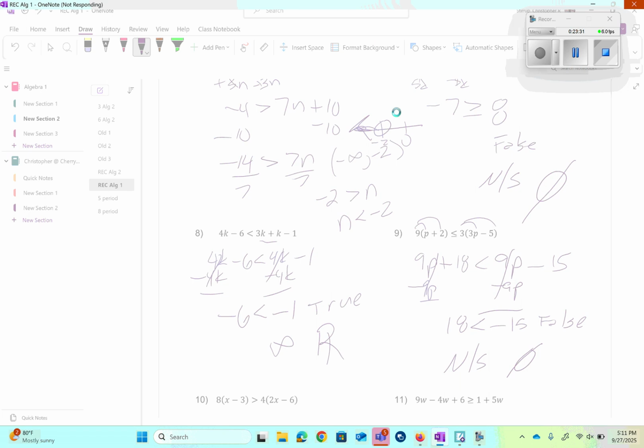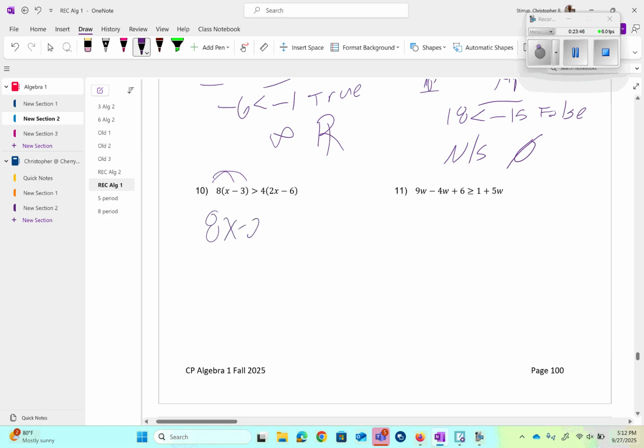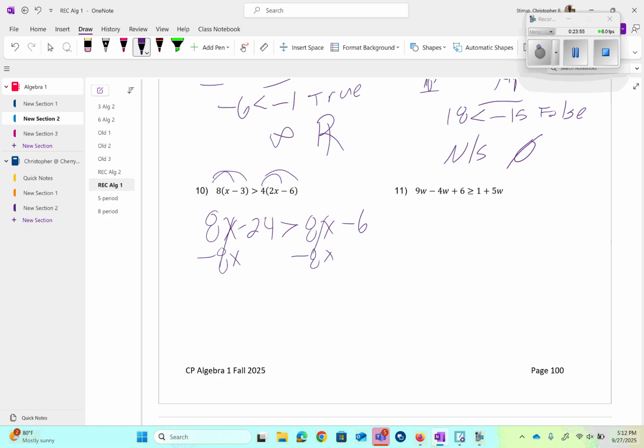Okay, taking a look at number 10, we're going to have to distribute over the parentheses first. Okay, number 10, we'll distribute the 8 over the parentheses. Distribute here, I'm going to get 8x minus 6. We're going to subtract 8x from both sides, and again, those are going to fall out. So negative 24 is greater than negative 6. Would you rather owe somebody $24 or $6? So negative 24 is not bigger than negative 6. It's less than. Okay, so this is false. So that means we have no solution, or you could write the 0 with the slash through it.